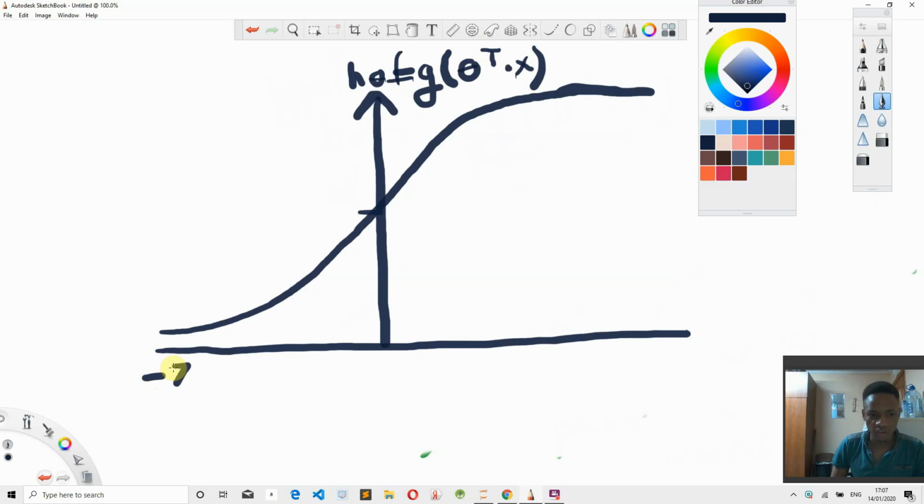This axis represents negative z, this axis represents positive z, so z ranges from negative infinity up to infinity. So this is the graph for the logistic function. How does this logistic function solve the problem that our linear regression was making of misclassifying examples? Let's check this out using the example we used when we first talked about linear regression.